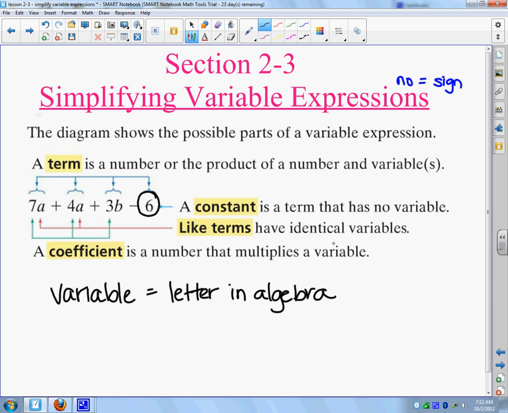Like terms have identical variables. So like terms are 7a and 4a. I always say like terms are like 7 apples and 4 apples. I can add them together. I cannot add these 3 bananas. That's kind of how I relate it. And then a coefficient is a number that multiplies a variable. So a coefficient is this front number. So 7 is a coefficient, 4 is a coefficient, 3 is a coefficient. Those are the numbers in front of the letter.